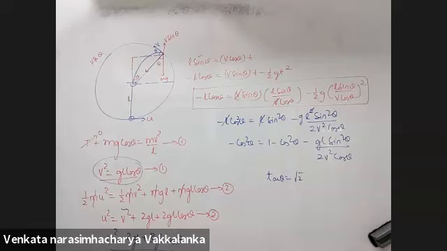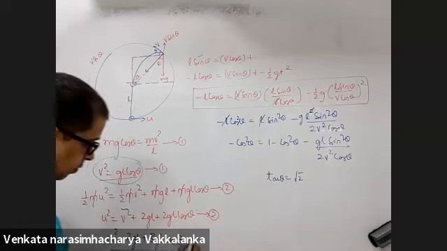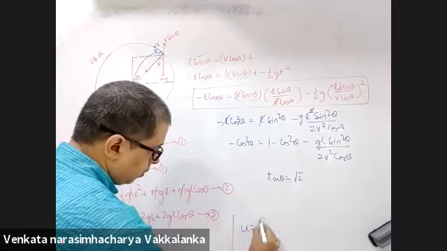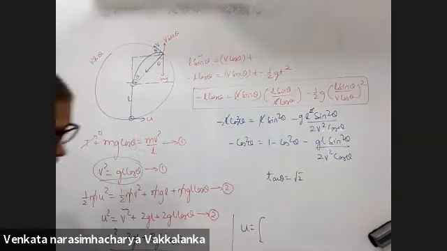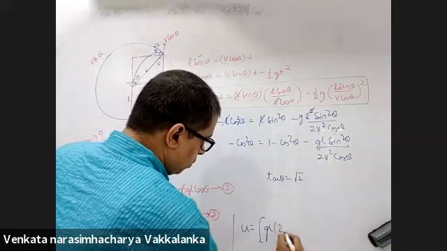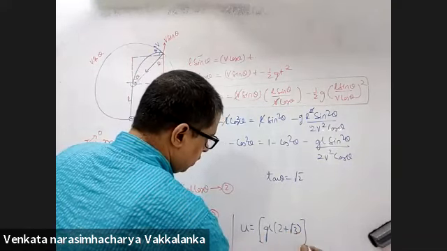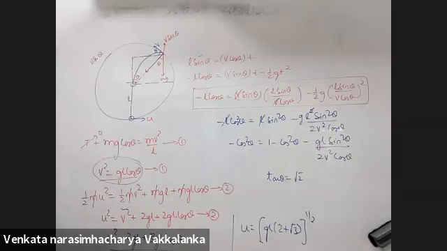Sir, is the final answer root 13 GL by 5? I don't think so. One second, let me see. I think I have this answer. U will be GL into 2 plus 3, whole power. Yes, sir, I got that.